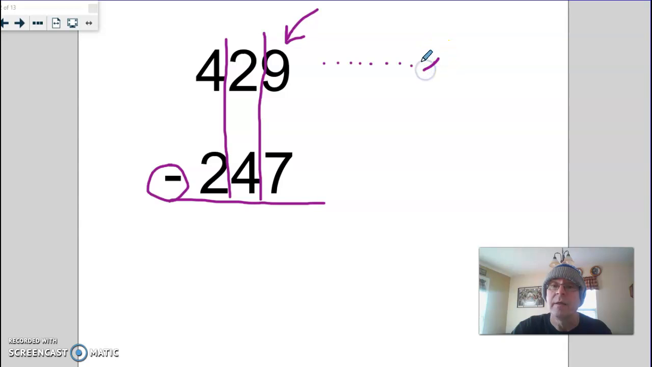So we take 1, 2, 3, 4, 5, 6, 7 away. And we're left with 2, right? So 9 minus 7 is 2. Now, we're going to go to the top of the tens. Must go to the top of the tens. Because we've got 2 minus 4. Can we do that? No, we cannot. We're starting with 2, and we're taking away 4.